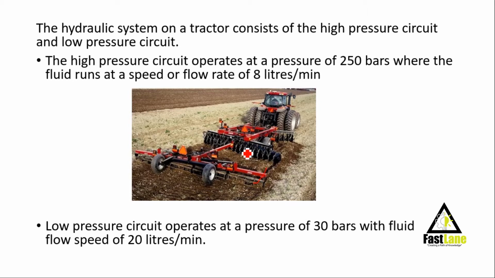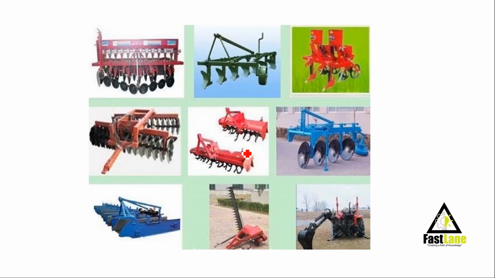Then we have the low pressure circuit, which operates at a pressure of 30 bars with a fluid flow of 20 liters per minute. Now these are smaller implements, as we saw in the first case in this slide. We have these smaller systems. They don't need a lot of energy to operate, so they use the lower pressure circuit.